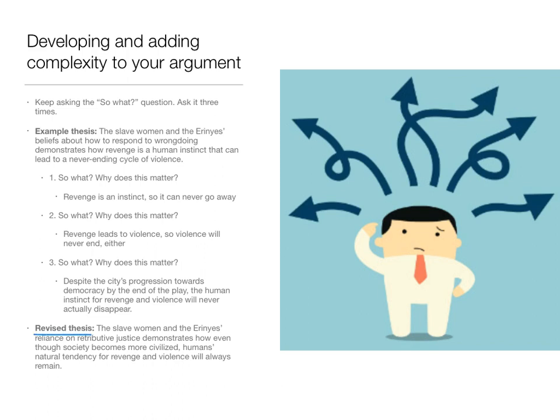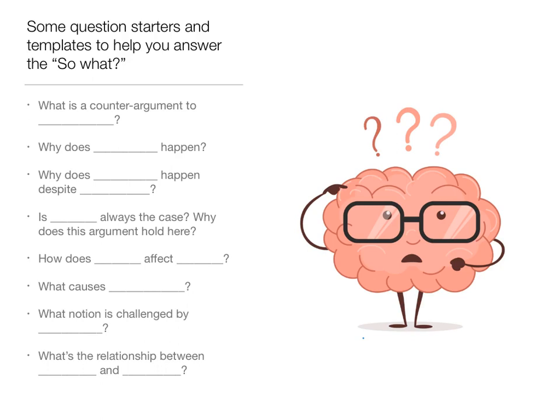The slave woman and the Areneuz's reliance on retributive justice demonstrates how even though society becomes more civilized, humans' natural tendency for revenge and violence will always remain. If you're having some trouble asking and answering the so what question, why does this matter, there are some question starters and templates that I've listed for you that can help you prompt your thinking to get to that deeper level.